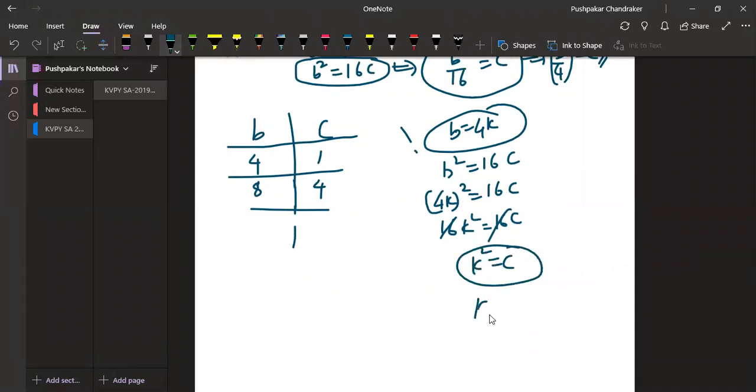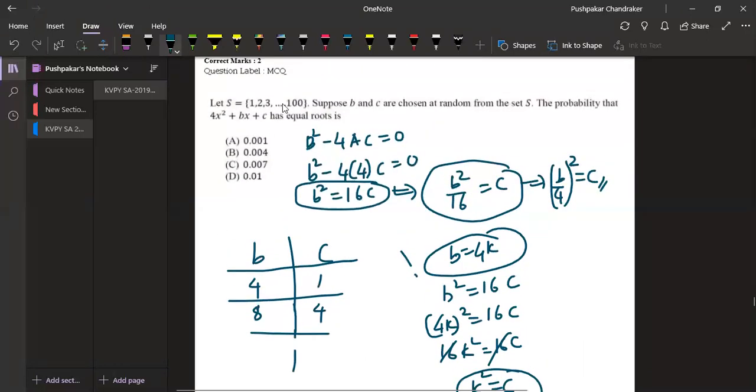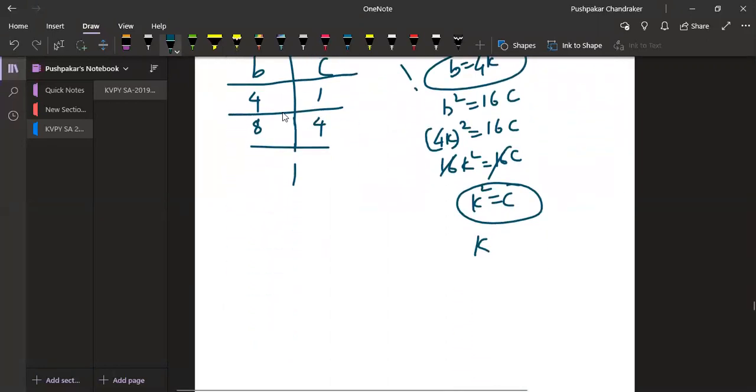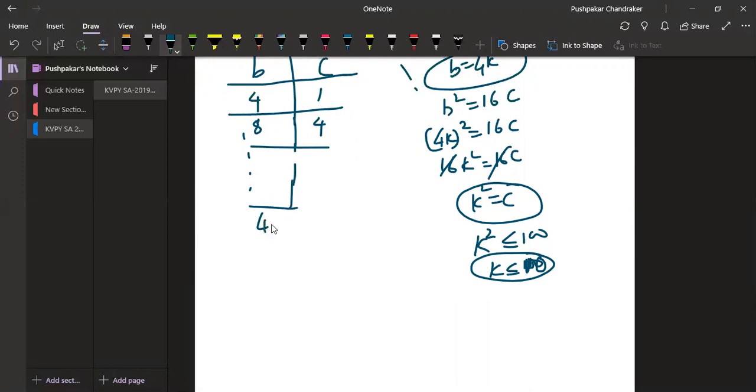See, c can be maximum how much? C can be maximum 100 because b and c are chosen from this set 1 to 100. Matlab k square maximum value can be up to 100. Matlab k can go only up to, sorry, 10, square root of that. Because b is 4k, so 4 times 10, kitna ho gaya? 40. B can be 40. When b is 40, c will be 100. You can calculate that.